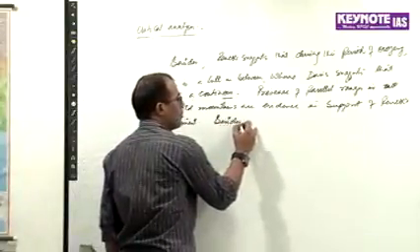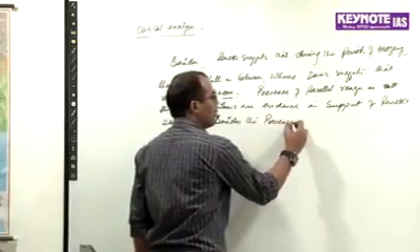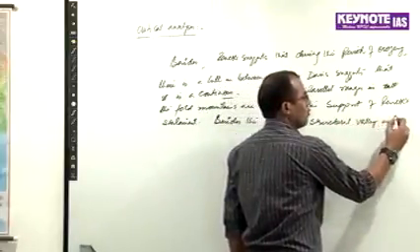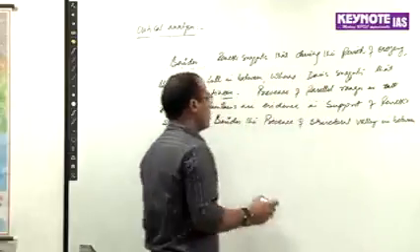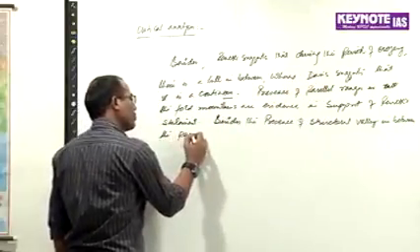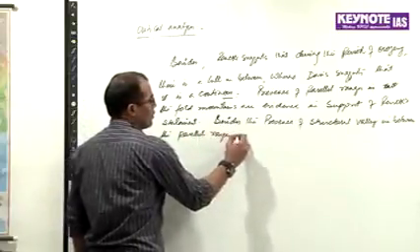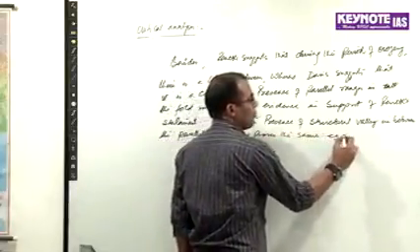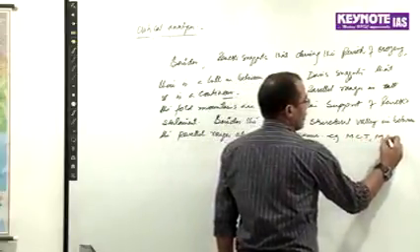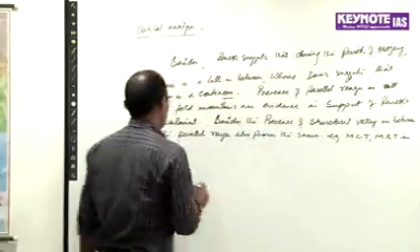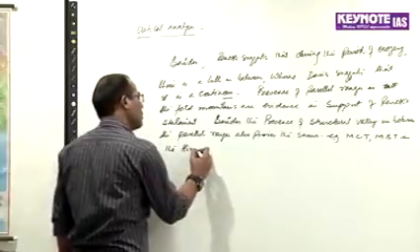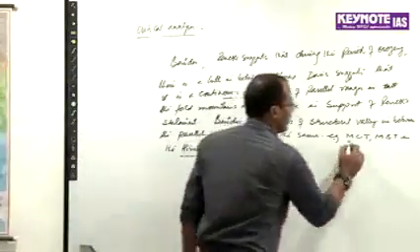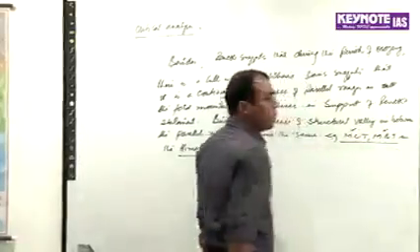Besides, the presence of structural valleys in between the parallel ranges also proves the same. For example, MCT, MBT in the Himalayas. Main central thrust, main boundary thrust.